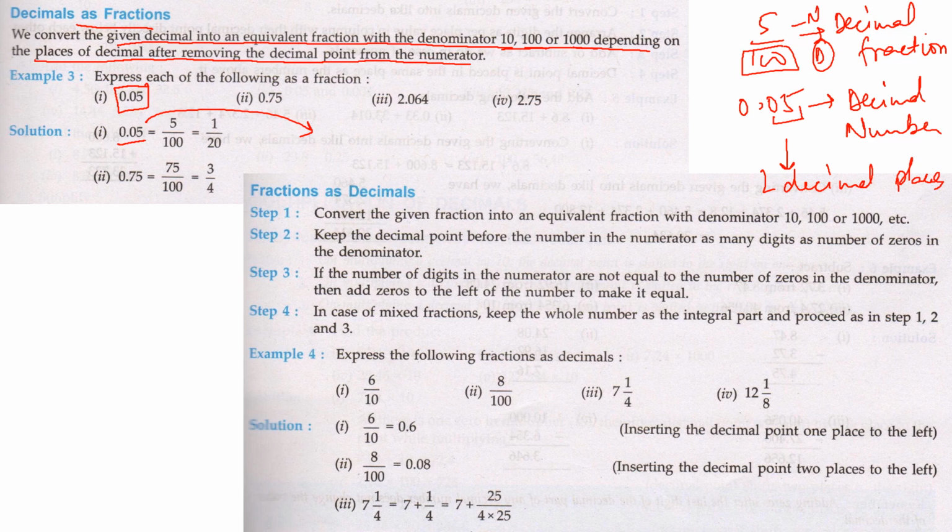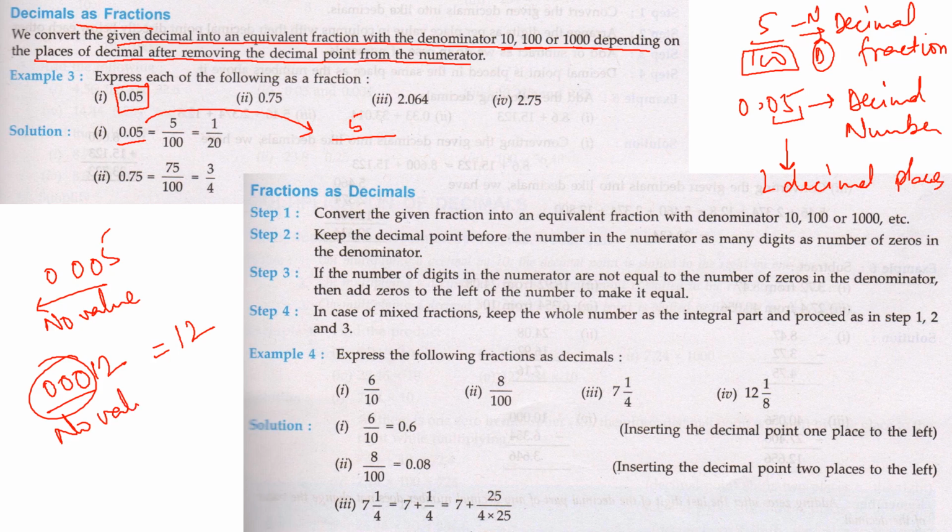First, 0.05, you will write the number as 5. Okay. Because if a number has zeros before it, then these zeros have no value. If I write 12 and before 12 I write 3 zeros, then this is equal to 12 only. These 3 zeros have no value. Okay, that's why 0.05 is equal to 5 because this 0 has no value. So first you will write 5.